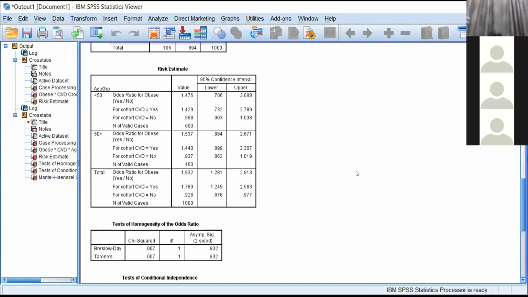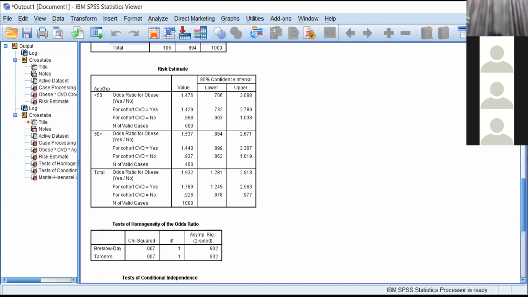We have done the total one before. It's just repeating: the odds ratio for the total is 1.93, and the confidence interval is significant because it goes from 1 point something to 2 point something. You will see that the odds ratio for each stratum is smaller than the crude odds ratio. They are different values, but we cannot know how different they are until we look at the test. So let's scroll down, sir.